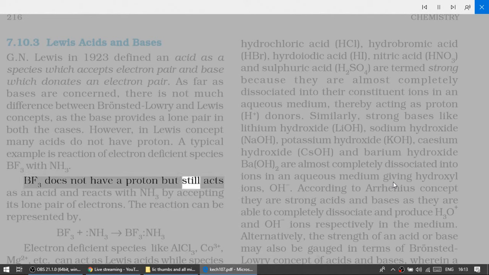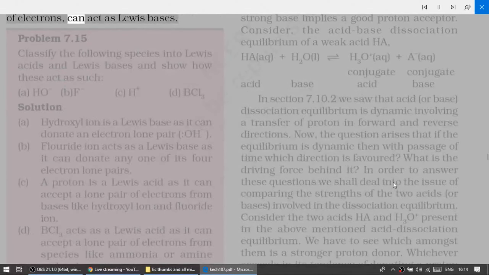BF3 does not have a proton but still acts as an acid and reacts with NH3 by accepting its lone pair of electrons. The reaction can be represented by BF3 + NH3 → BF3·NH3. Electron-deficient species like AlCl3, Co3+, Mg2+, etc. can act as Lewis acids, while species like H2O, NH3, OH- etc. which can donate a pair of electrons, can act as Lewis bases.